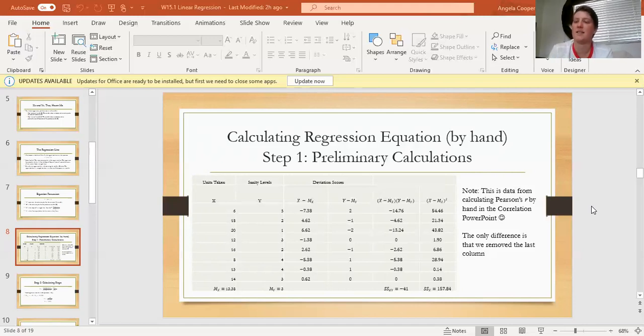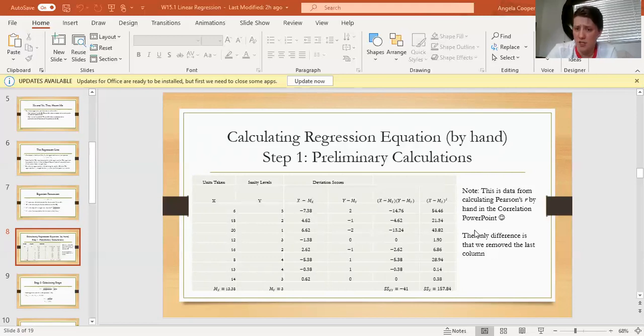Essentially, this is giving us a lot of the same stuff that we did for Pearson's R when we calculated Pearson's R by hand. Now, I've used this same data that we used for the correlation lecture. This is all the same stuff. So just as a refresher, this is taking the correlation between number of units taken and your sanity levels, where X is the units, Y is the sanity level.